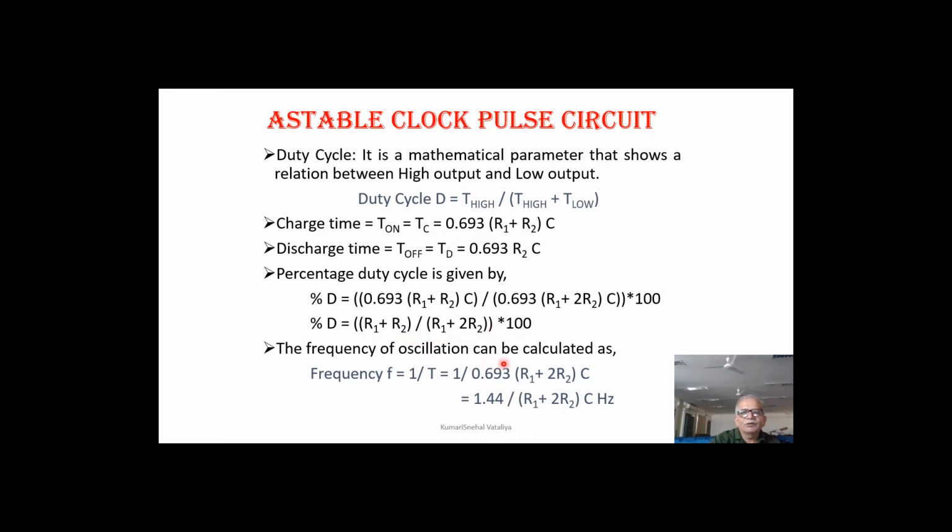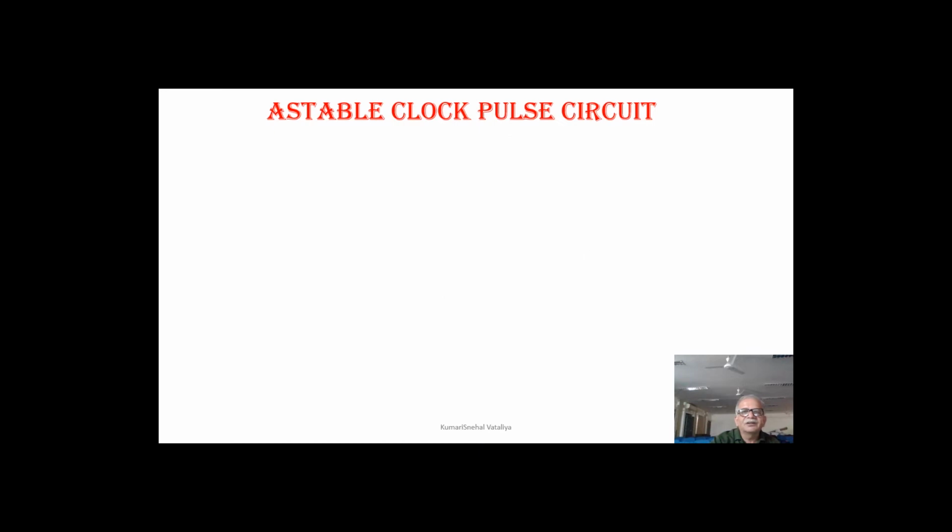The frequency of oscillation can be calculated as f = 1/T = 1 / (0.693 (R1 + 2R2) C), that is 1.44 / ((R1 + 2R2) C) hertz. This is the type of frequency that will be generated of the square wave pulses. This frequency is 1 upon T.